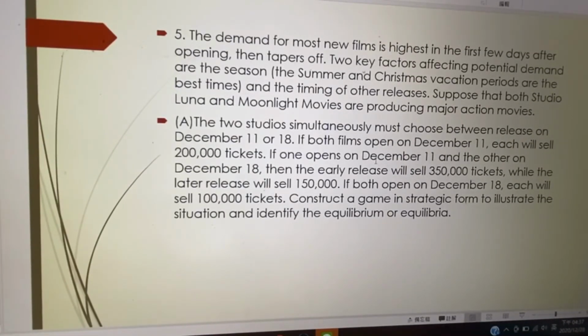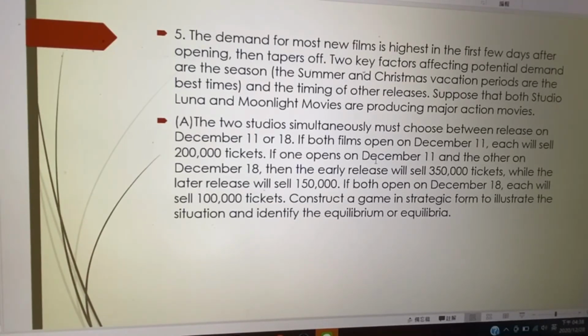This is question 5. The demand for most new films is highest in the first few days after opening, then tapers off. Two key factors affecting potential demand are the season, since the summer and Christmas vacation periods are the best times, and the timing of other releases. Suppose that both Studio Luna and Moonlight Movies are producing major action movies. The two studios must simultaneously choose between release on December 11 or 18.